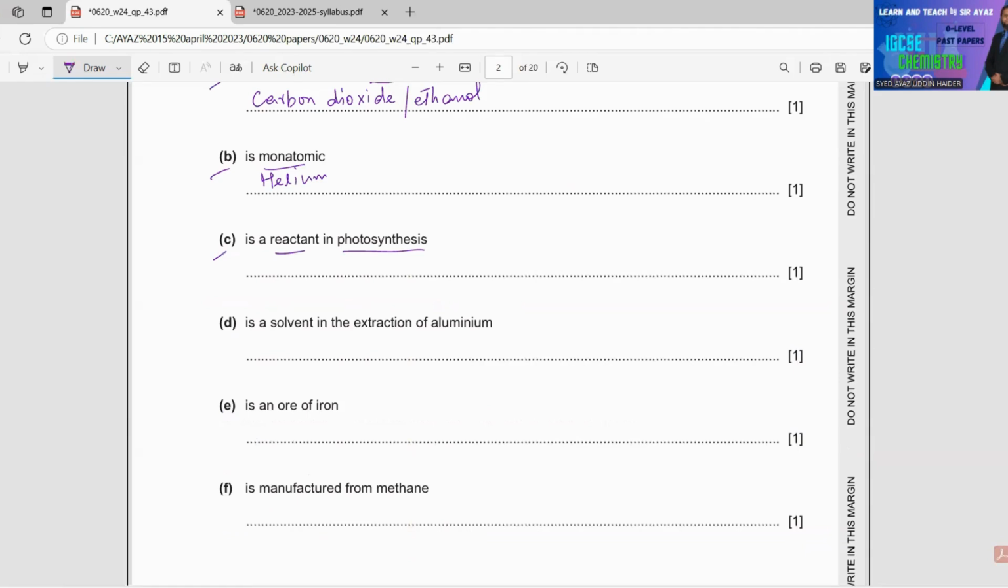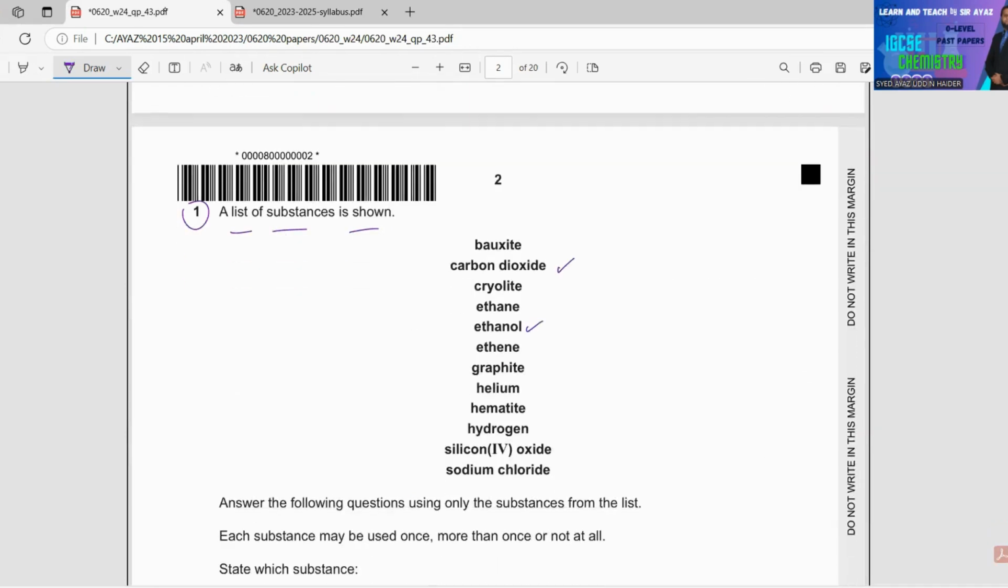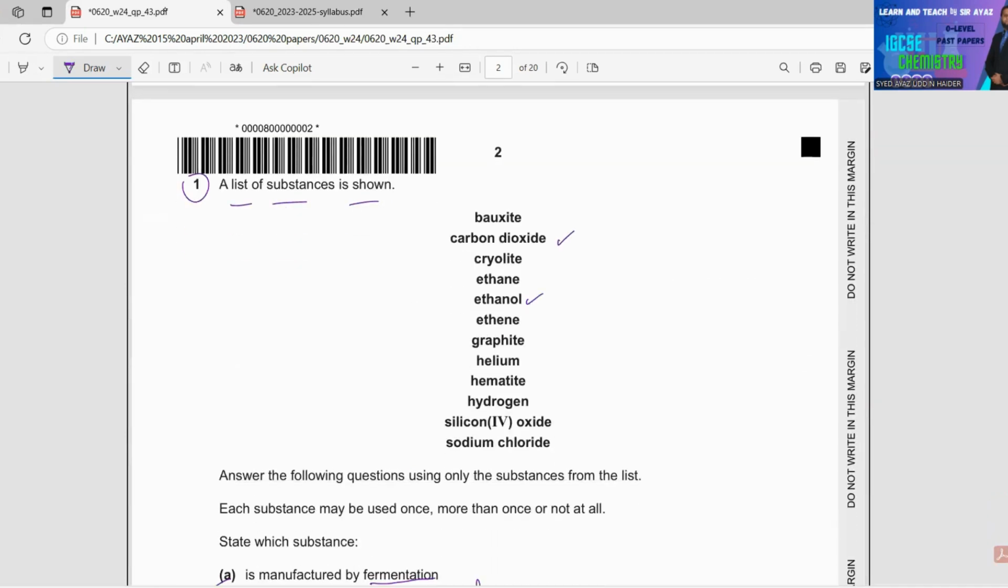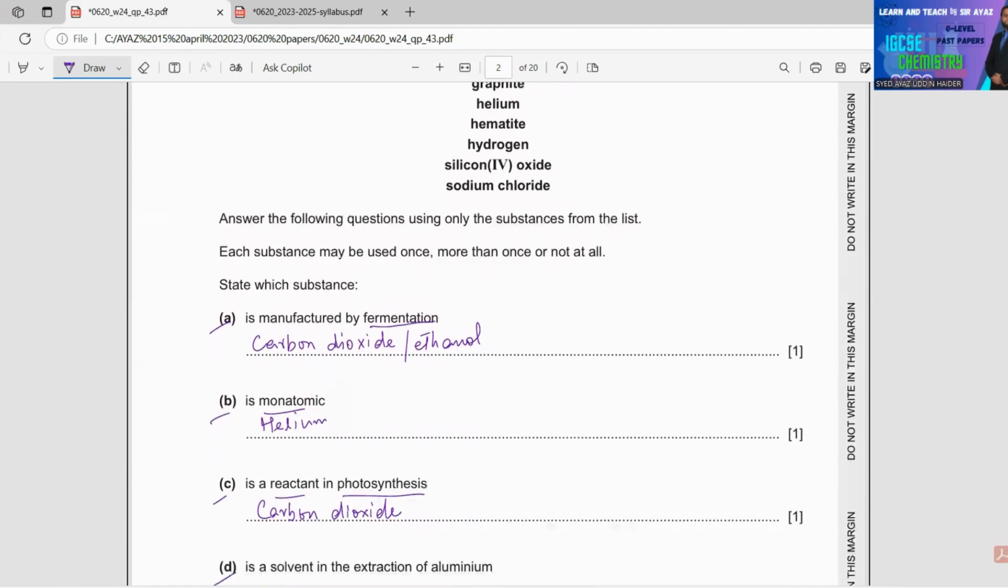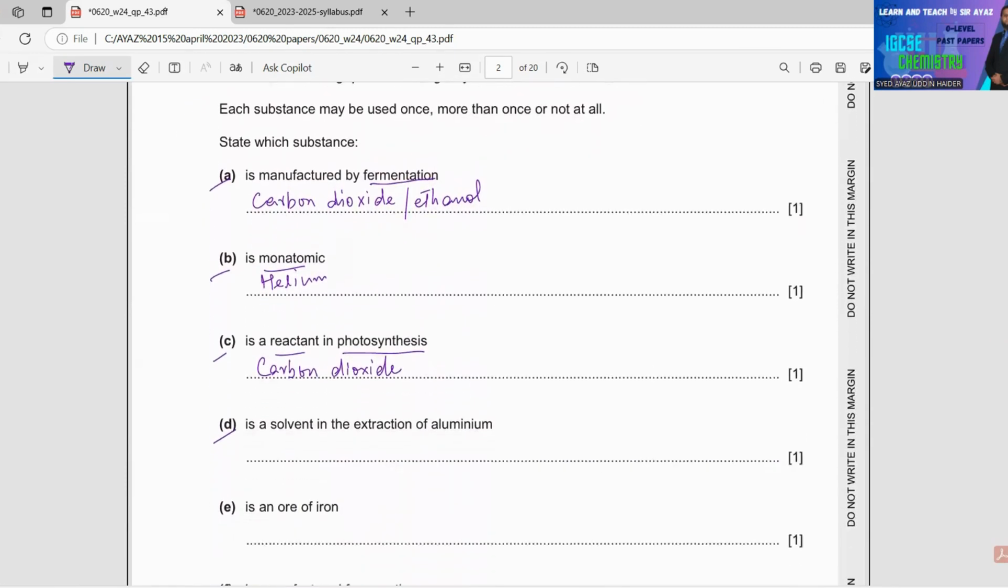D is a solvent in the extraction of aluminium. In the extraction of aluminium, the electrolyte used is alumina. It has very high melting point. In order to reduce its melting point, or you can say decrease operating temperature, as well as acting as a solvent in which this aluminium easily dissolves, it's cryolite. Cryolite is the one which is used as a solvent here. So you write cryolite.